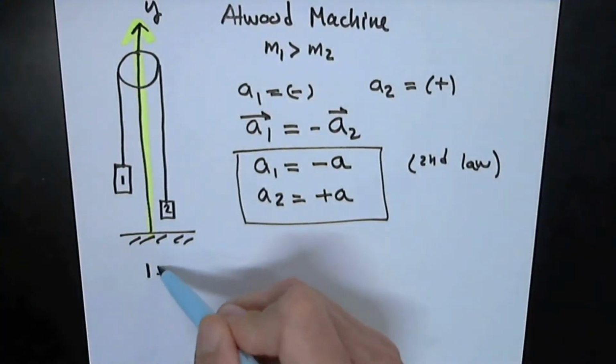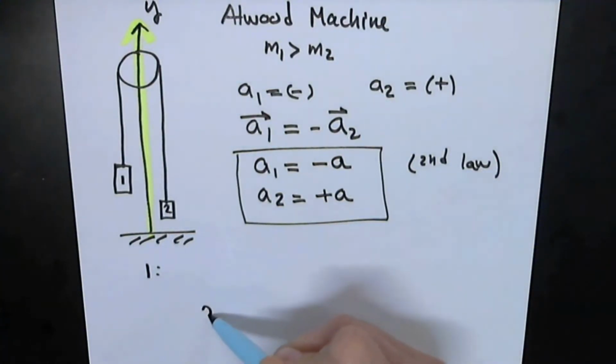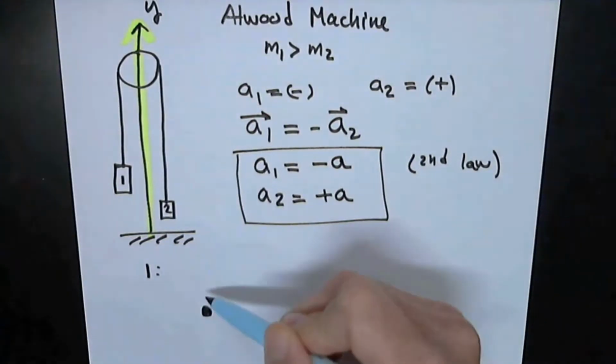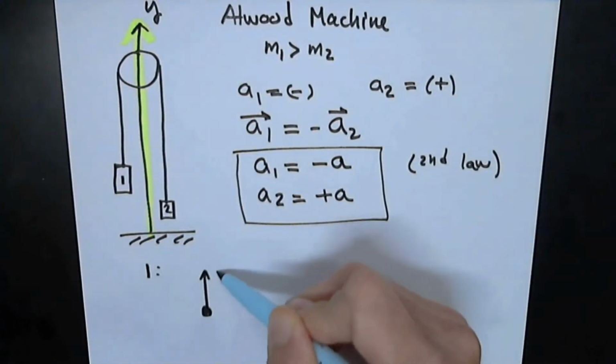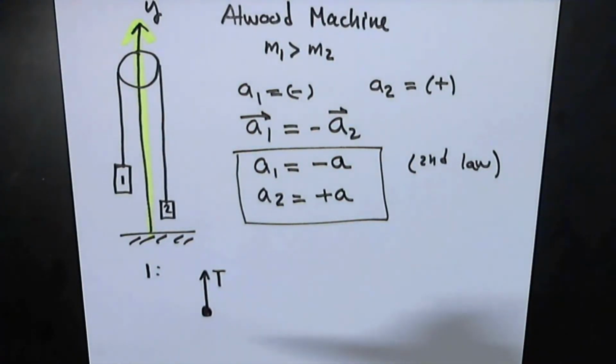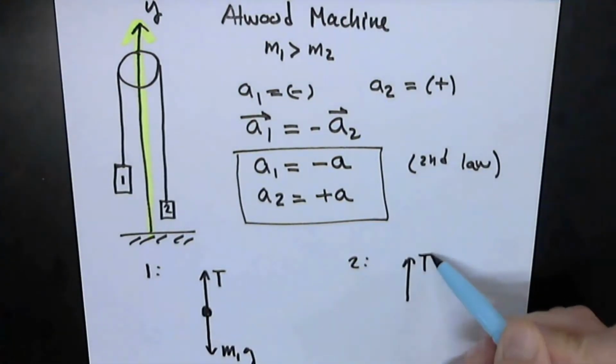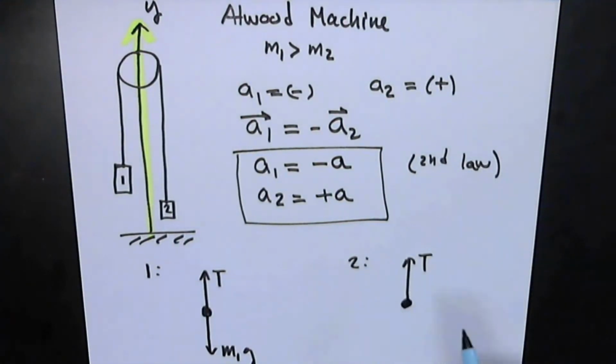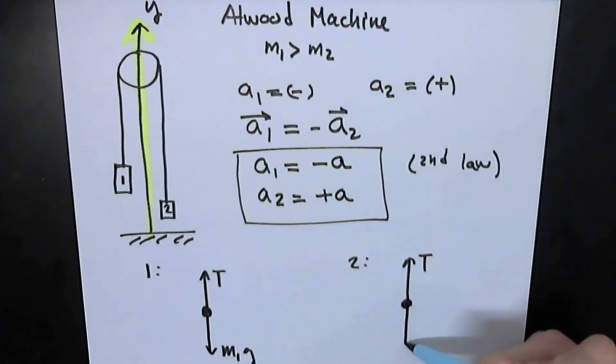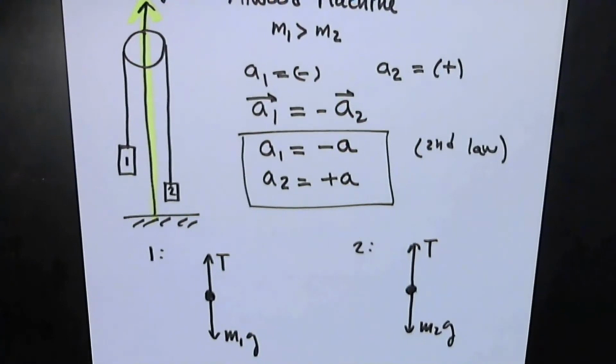Now let's do the free body diagram of object 1. We have tension and M1G, and for object 2 we have the same thing, tension and M2G.